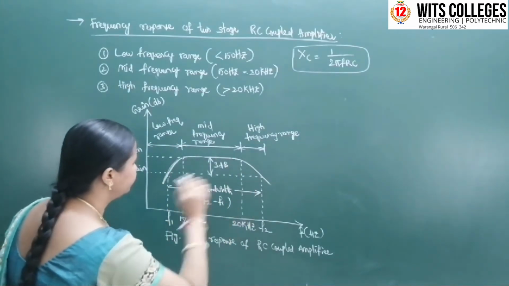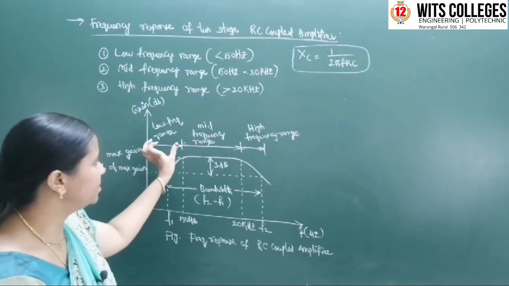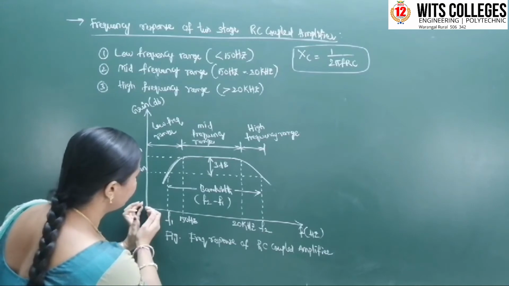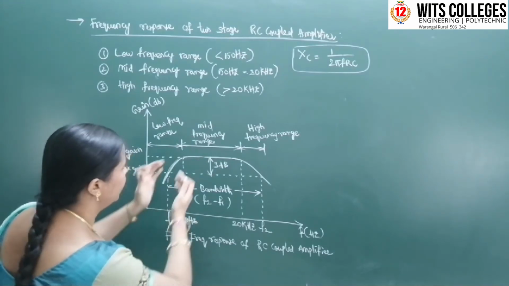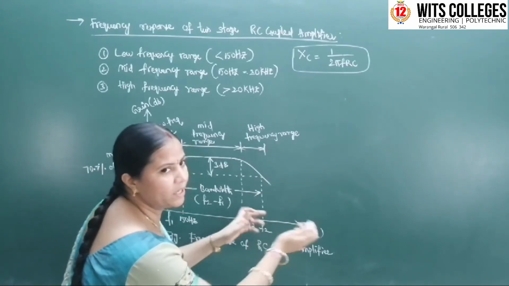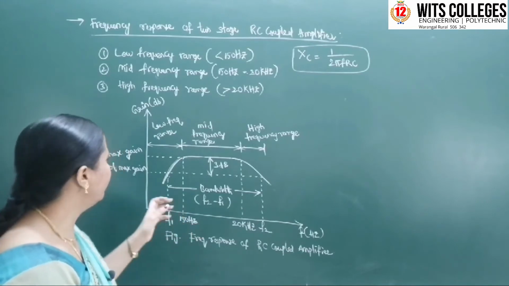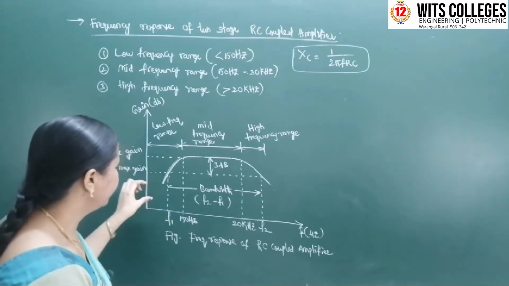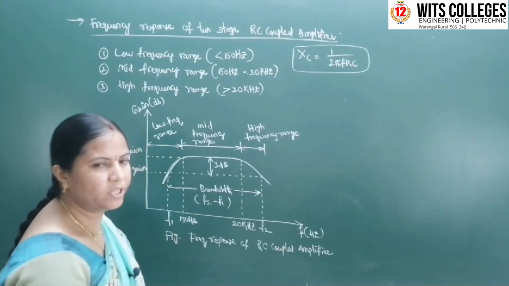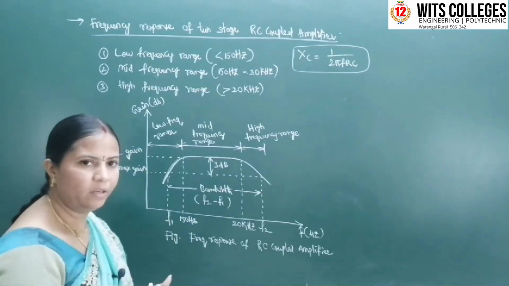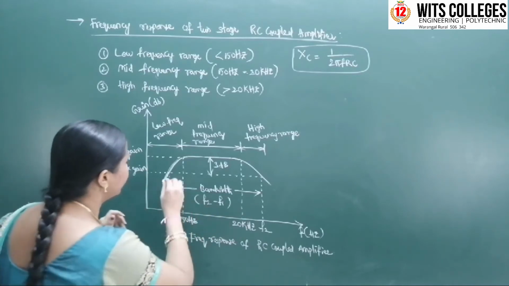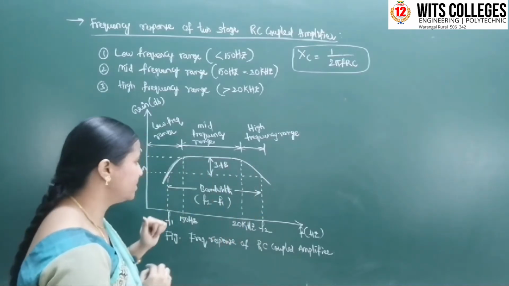If you draw this curve, here in this curve we have three ranges. What are the three ranges? Low frequency range below 50 Hz, mid frequency range 50 Hz to 20 kHz, high frequency range above 20 kHz. For different frequencies of the input signal we can calculate the voltage gain. If you draw the curve between these two, you get a curve like this. This is the frequency response.